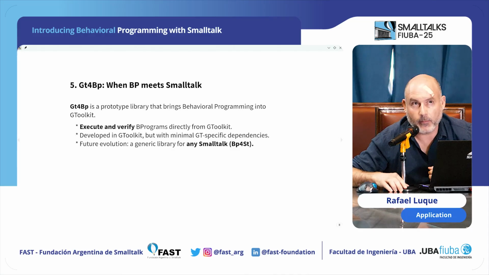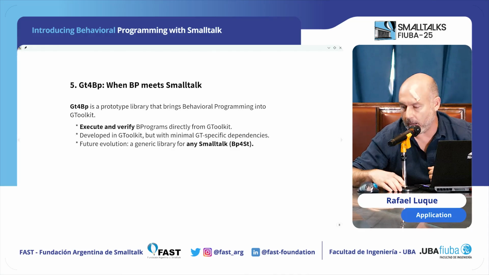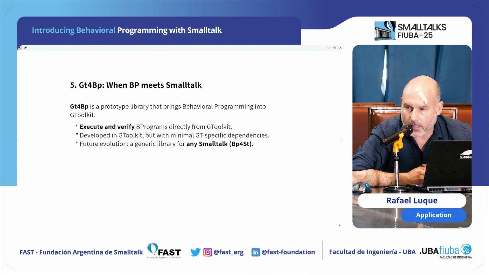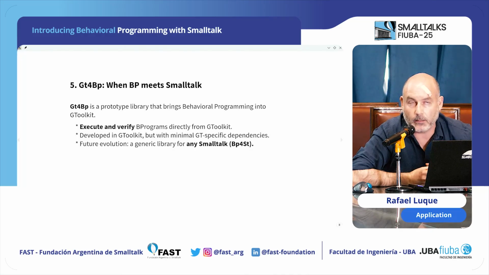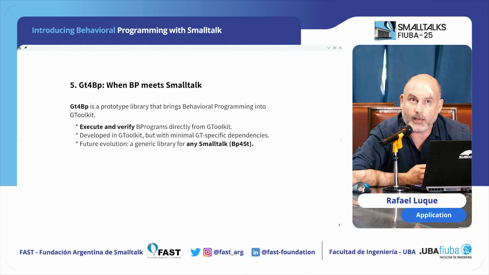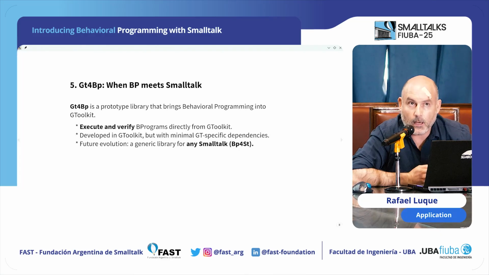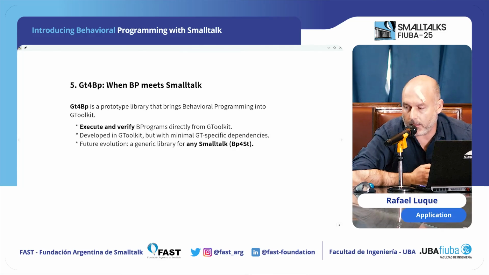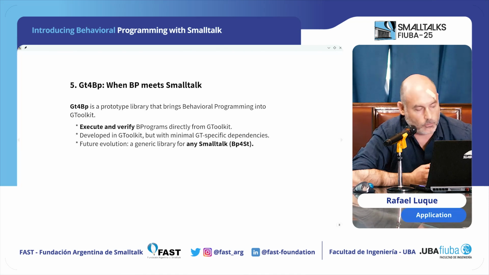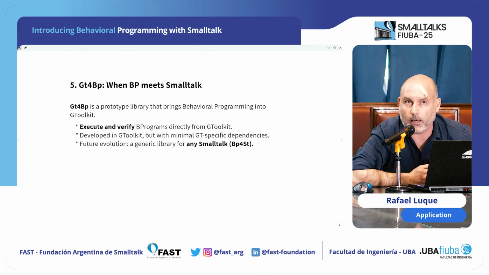So a few words about our library, GT4BP. GT4BP is a very early, basic library that brings BP into GToolkit. Although it is a very basic library right now, it allows some interesting things. For instance, we can execute B-programs. Well, first we define B-programs by adding B-threads, and then once the B-program is defined, we can execute it directly from GToolkit. Although this library has been developed in GToolkit, it really doesn't rely heavily on any GT-specific feature. So we have plans to evolve this library into a more neutral BP library that you can use in any kind of Smalltalk dialect. We will probably rename the project as BP4ST.